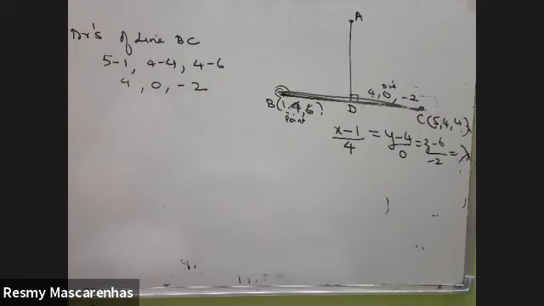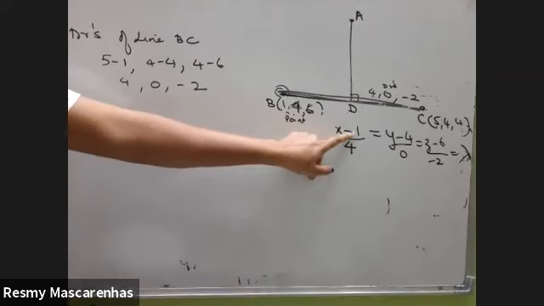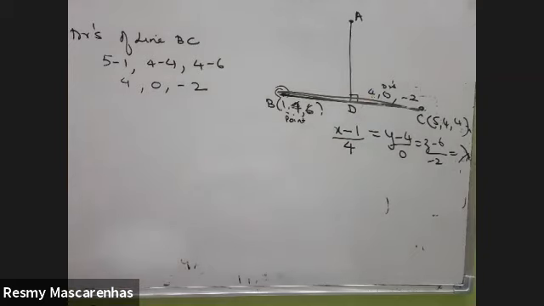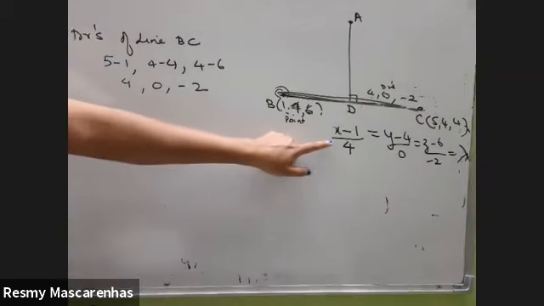Anyone who has not understood how to find a Cartesian equation? First find the direction ratios. You know the point, you know the direction ratio, so straight away substitute. The point will always come in the numerator and the direction ratio will always come in the denominator. Now you know the Cartesian equation.